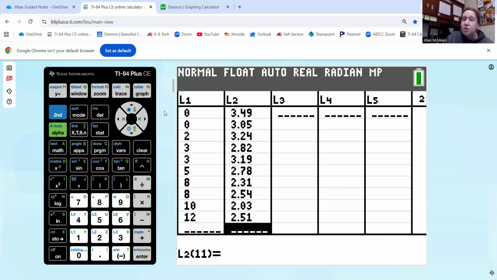So the first thing I'm going to do, you don't have to do this step, I just like to do this step. I'm going to tweak my window and look at my scatter plot just to get kind of a visual of what is happening with this data. That way, when I see my correlation coefficient, I can be like, yeah, that makes sense or not.